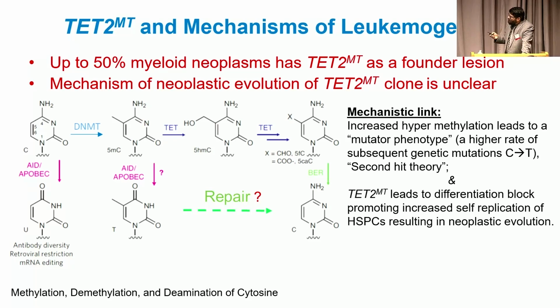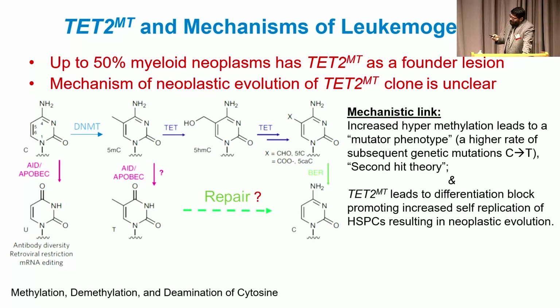That one was these, because if you lose TET2, there's an increase in methyl cytosine in the genome, and that leads to more C to T transversion, and hence you have a bigger chance of a second hit, and that second hit theory leads to malignant evolution in terms of MDS and AML.